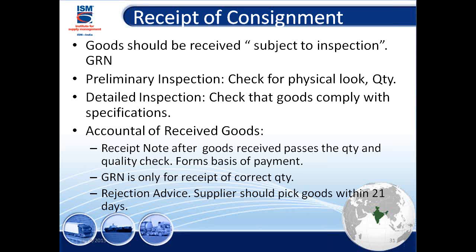Now the receipt note, after goods are received, pass the quantity and quality. So that we call the receipt note. GRN, understand the differences. GRN is only receipt of correct quantity. Rejection advice is this. Within 21 days, this is what you do.